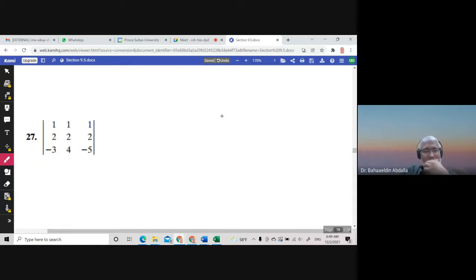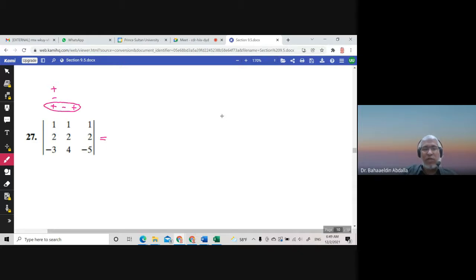Now here I will choose to expand using the third row, and you will see why, okay? Because if you notice, the second row is a multiple of the first row, 2, 2, 2, 1, 1, 1. So I'm going to expand this determinant using the third row. What are the signs of the third row? Plus, minus, plus, minus, plus. So these are the signs of the third row.